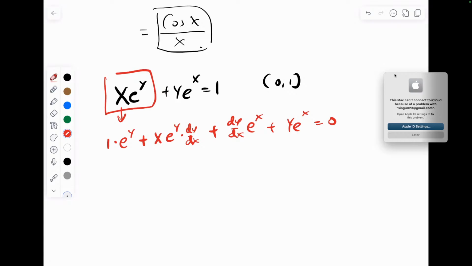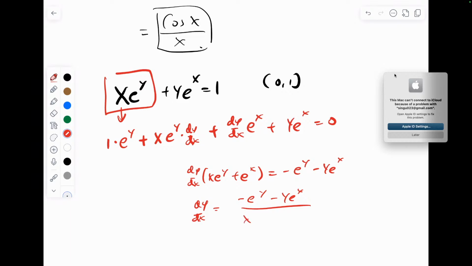So now I'm going to take the derivative of e to the y here. We're going to solve for dy dx. We're going to move everything to the other side, so it'll be negative e to the y, negative y e to the x. And here you can factor out dy dx, and this is going to be x e to the y plus e to the x. And it'll be dy dx is equal to negative e to the y minus y e to the x over x e to the y plus e to the x.